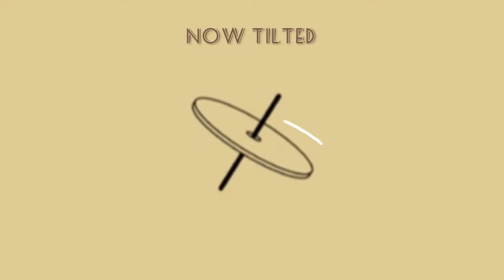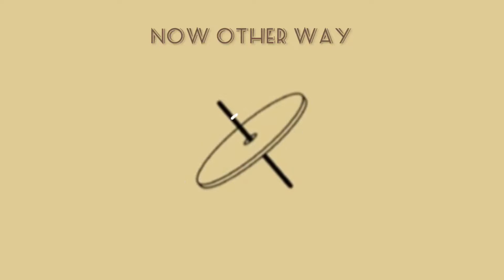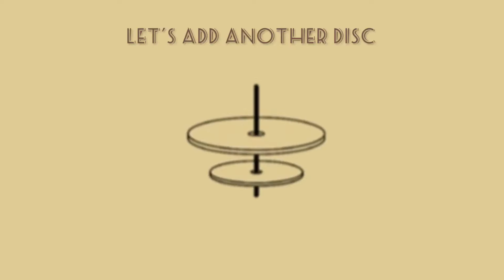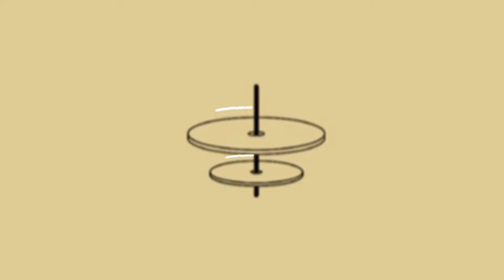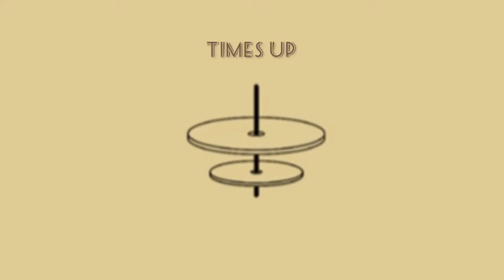Now it's tilted. Now tilted the other way. Let's add another disk. This disk is smaller. Question: what vector is shown here? Time's up.